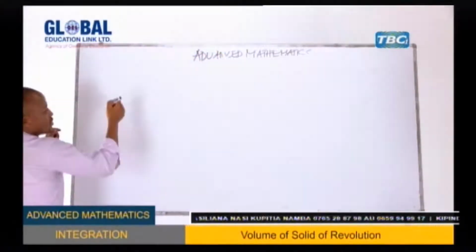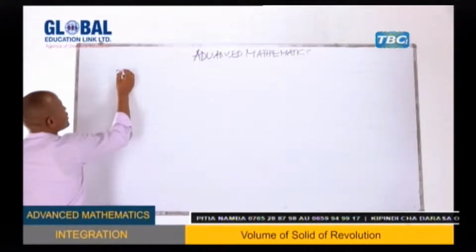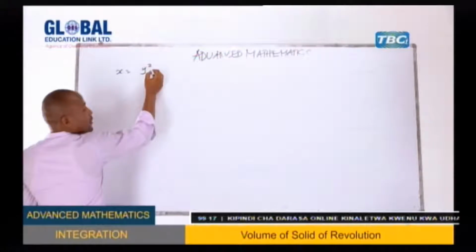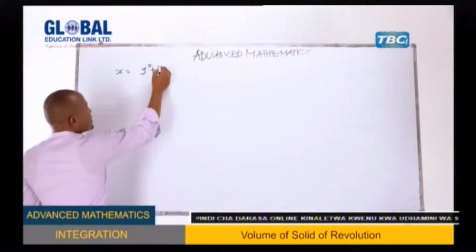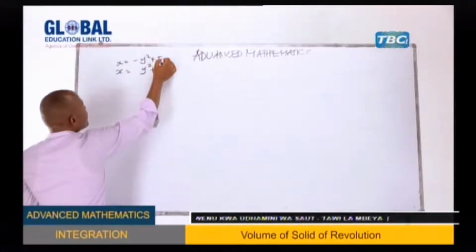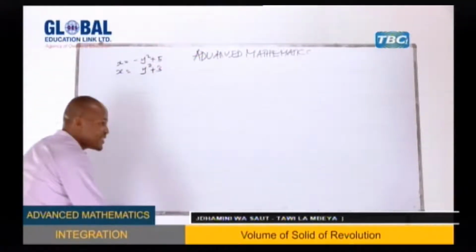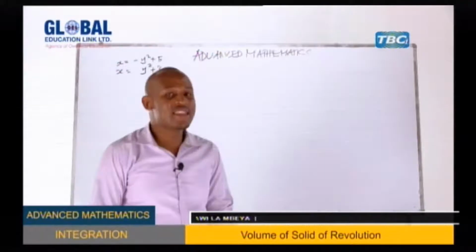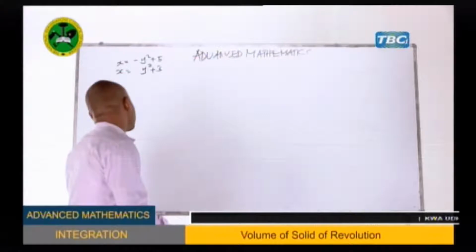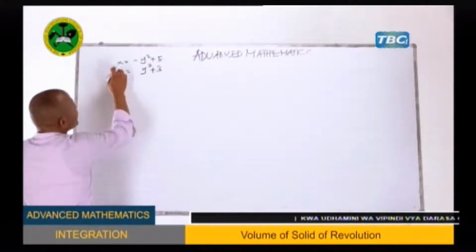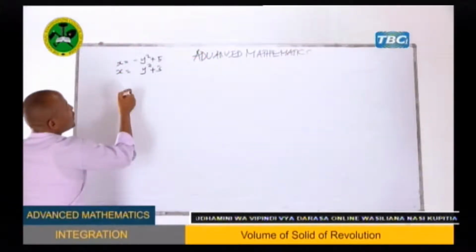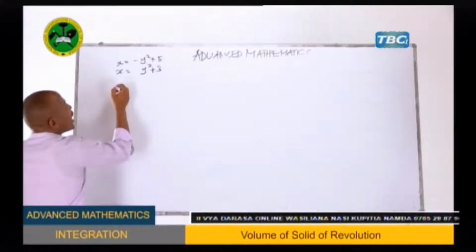So we have two functions. Our functions are x equals y squared plus 3 and x equals negative y squared plus 5. Now let's find the limits. How do we find the limits? Let's find the intercepts, and from there we can find the limits. These two equations are equal, which means we can equate them and get the value of y.